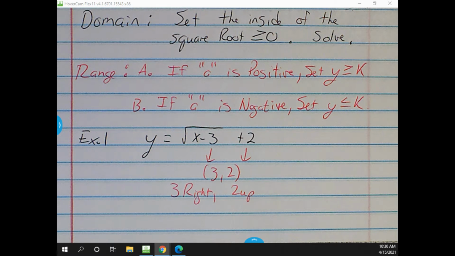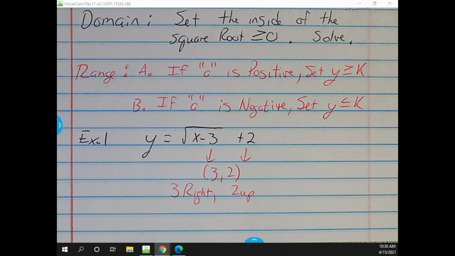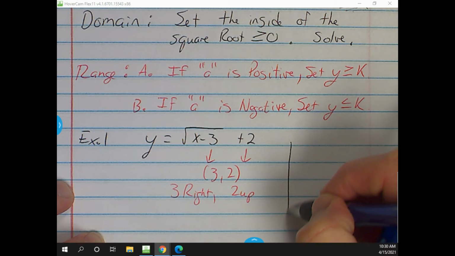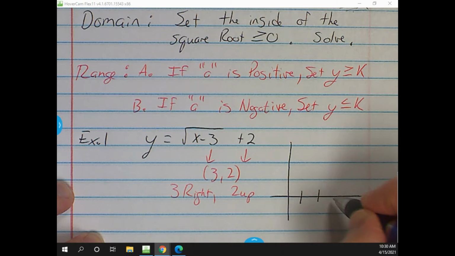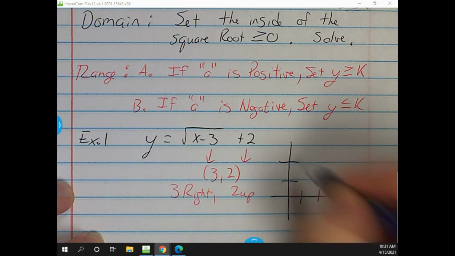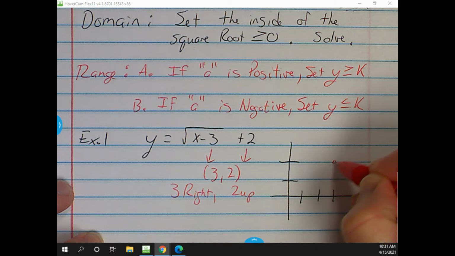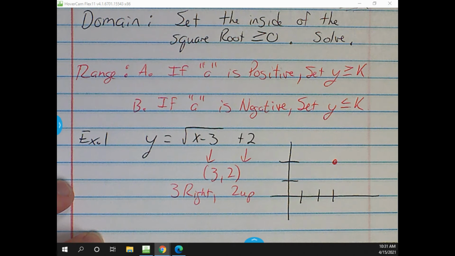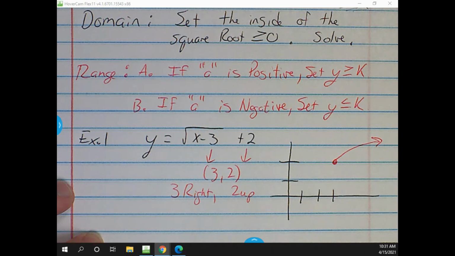They may ask for the h and k values, or they may ask what that means with these two values. Okay, so we'll go 3 right, 2 up. Put your starting point there. And then it's always going to run off to the right side of it.